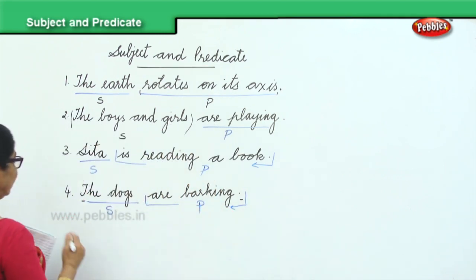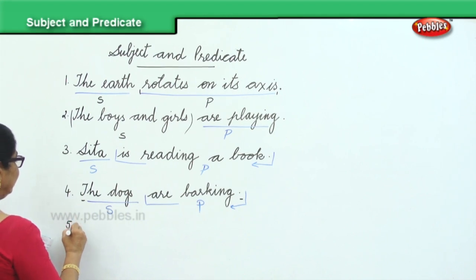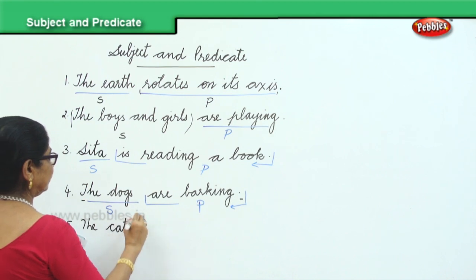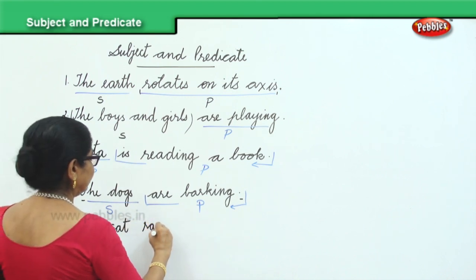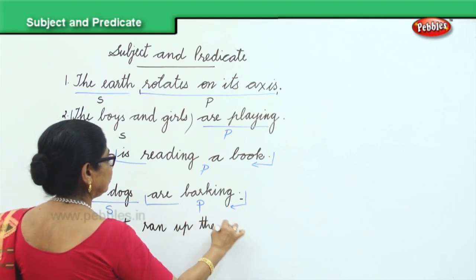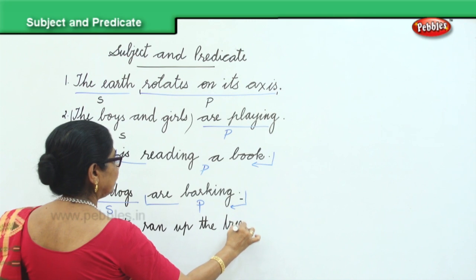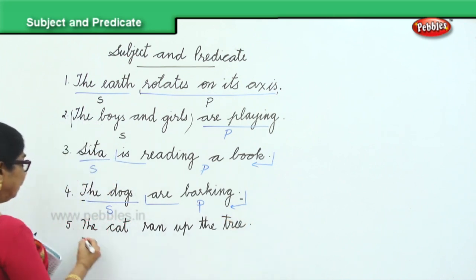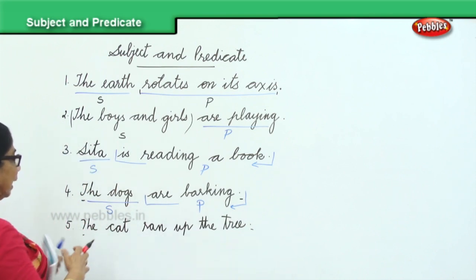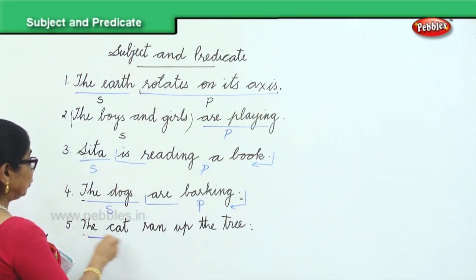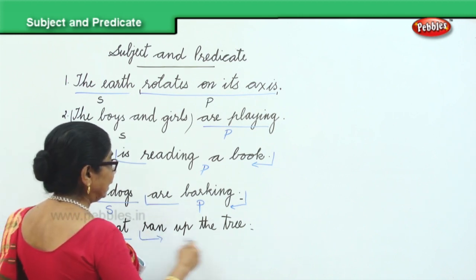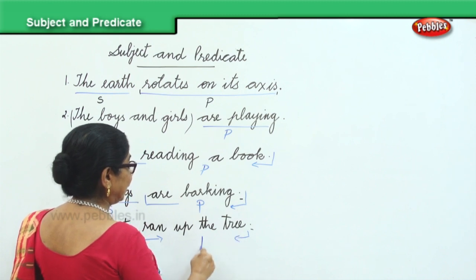Now, the cat ran up the tree. The cat ran up the tree begins with a capital letter, ends with the full stop. What is the subject here? The cat. So the cat is the subject we are talking about, and ran up the tree, that is the second part, and that's a predicate.